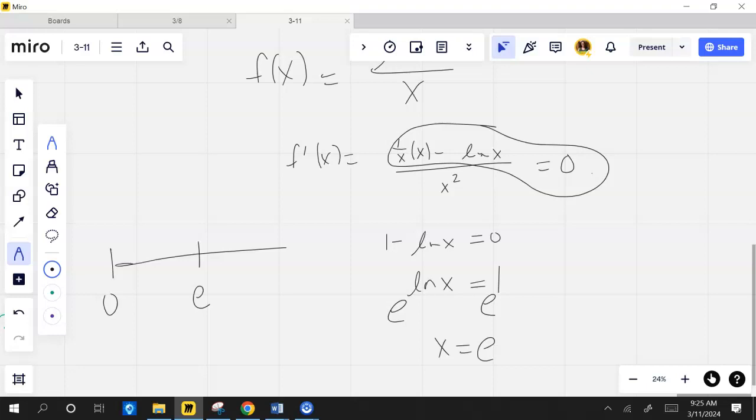If you plugged in here, going back, remember the derivative is telling you what the function itself is doing. The bottom of this derivative is always positive, so I only need to look at the sign at the top, which is here. If I plug in maybe 1 minus log 1, log 1 is 0, I get positive. Anything bigger is going to shoot me into a negative number.